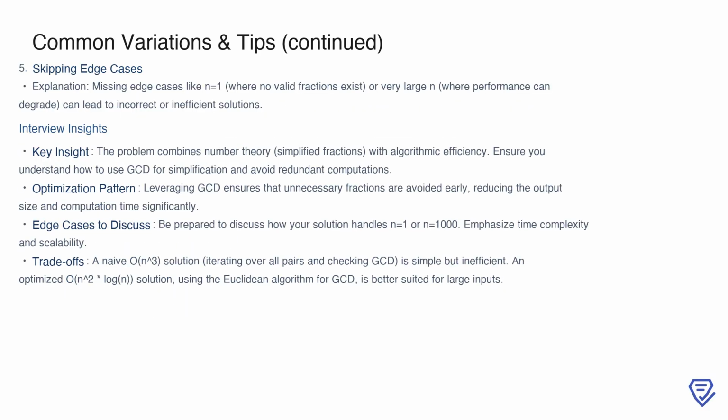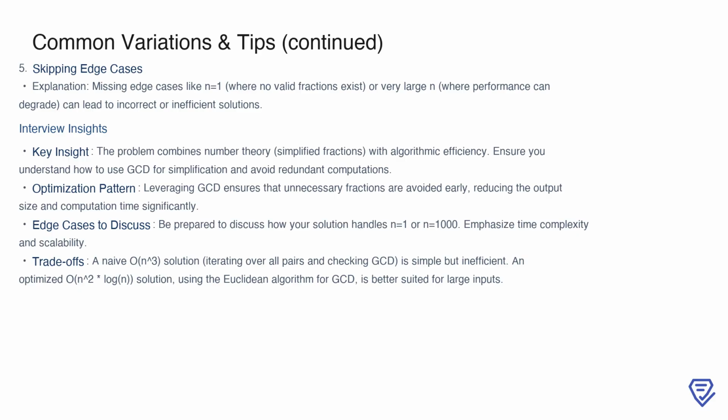Skipping edge cases is another common pitfall. For example, when n equals 1, there are no valid fractions, but some solutions fail to account for this. Additionally, when n is very large, performance issues can arise if your solution isn't optimized.